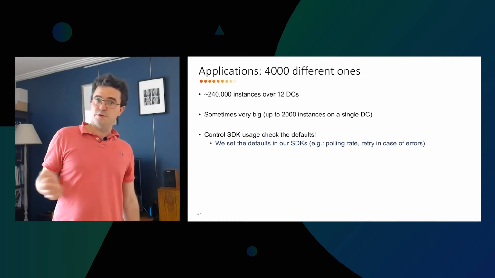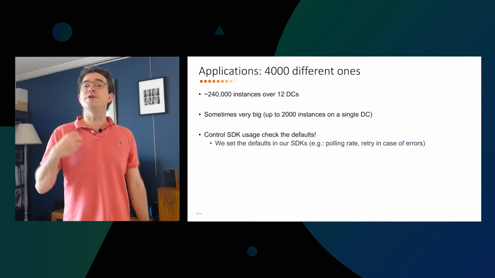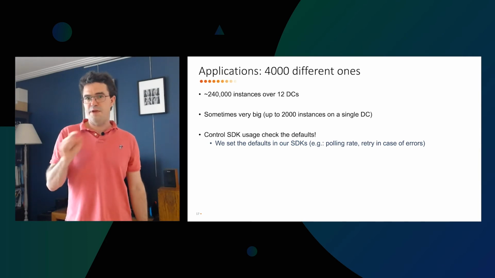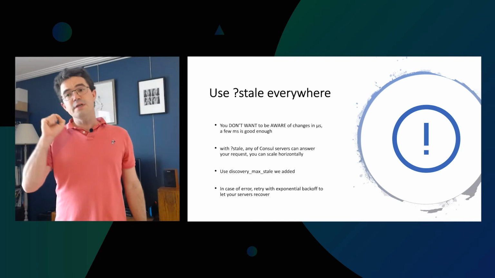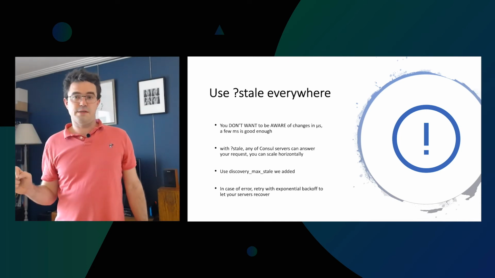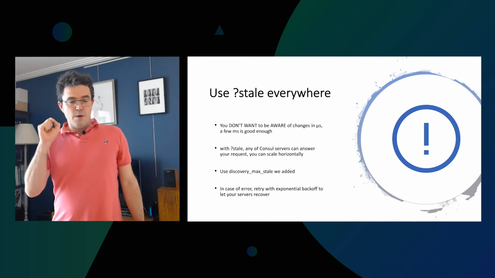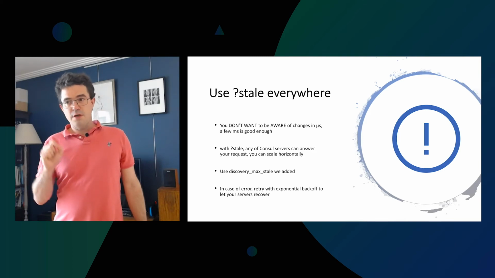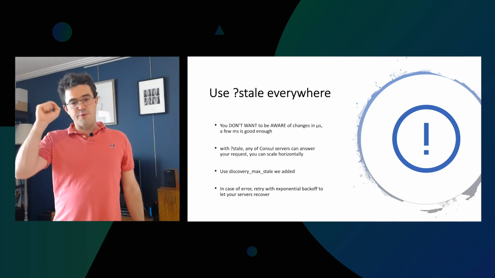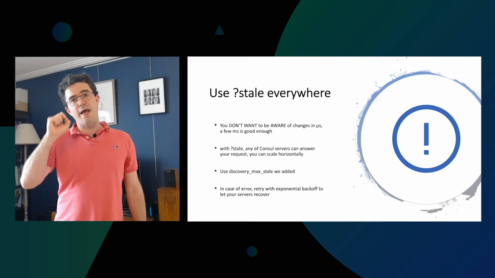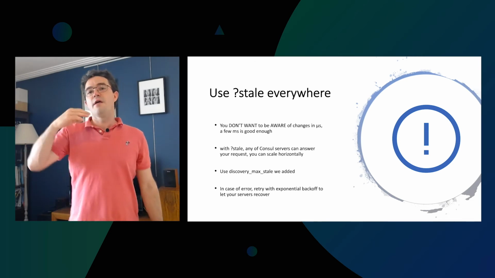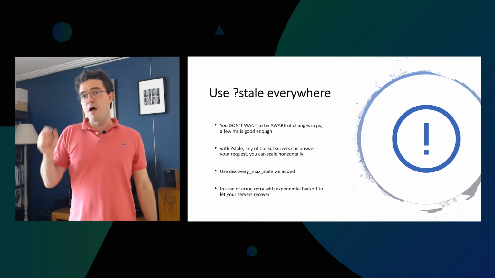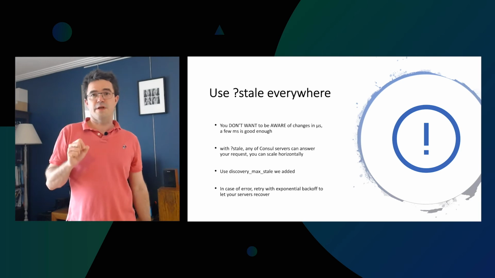In our case, we've chosen to implement our SDK ourselves and to implement the same defaults. We'll see a bit later about that. So the first very important thing to understand is to use stale in all your queries. It's very important because whenever you are not using this parameter, whenever you are performing a request to Consul, all the requests will end up on a given leader. So even if you provision 3, 5, or 7 servers, all the requests will end up on a single server.